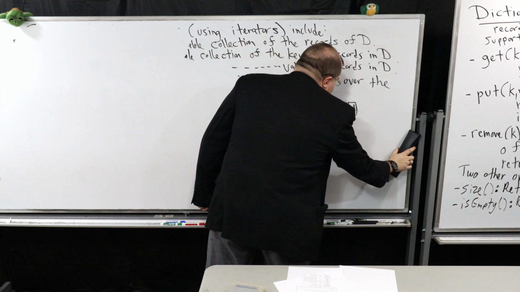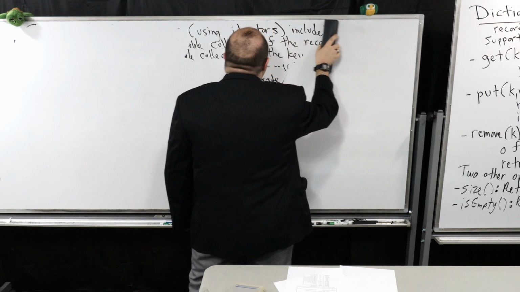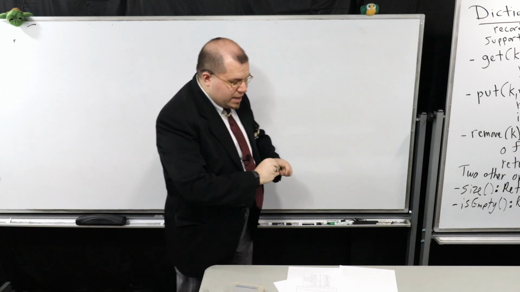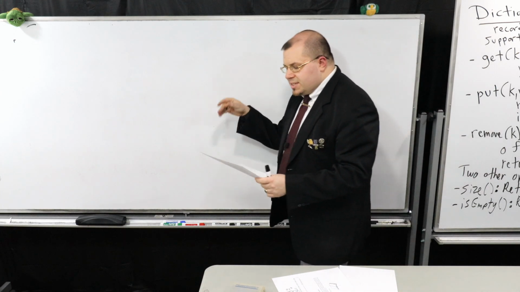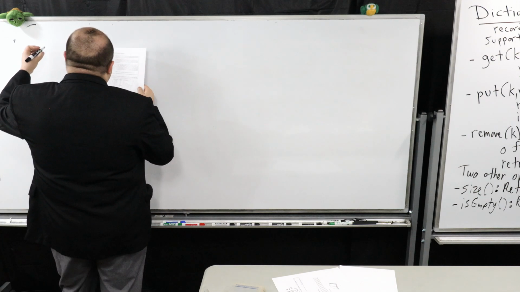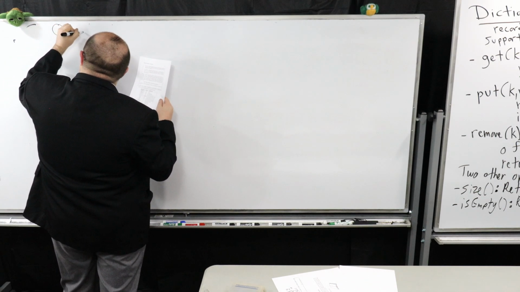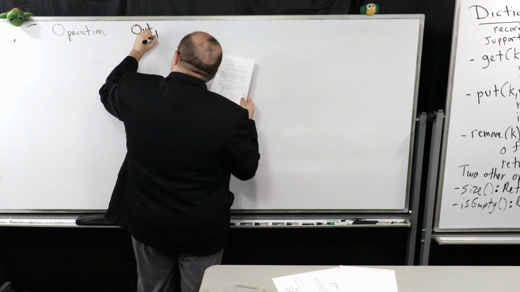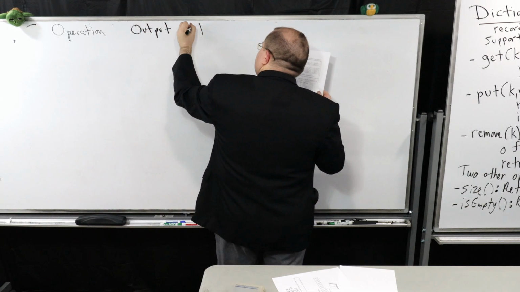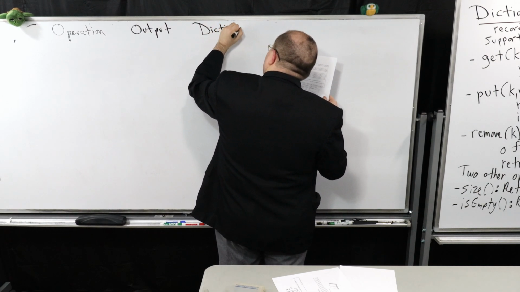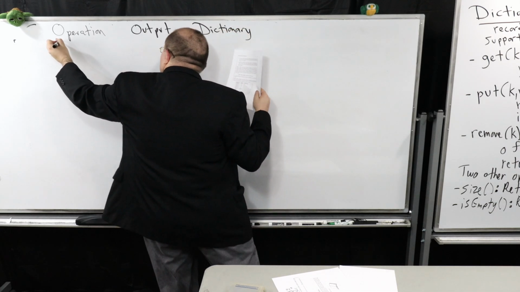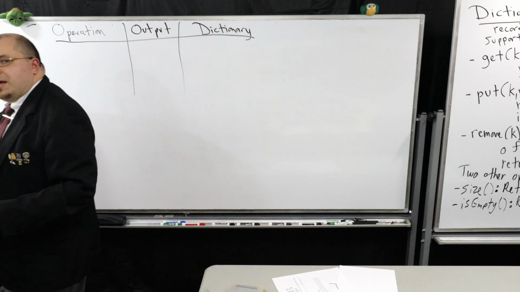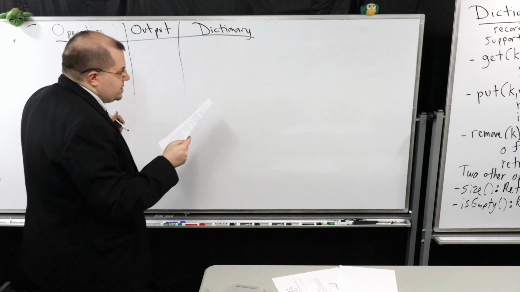Let's do just a few of these. I have a whole table full of these. I'm just going to do some of this. So I'm going to make a table. I'll use operation. So I'll tell you what the operation is. So I'm going to start off with an empty dictionary. So I'm going to try out each operation. It's going to output something. So this will be what it will return at each one of the operations, and then I'll tell you what the state of the dictionary is.